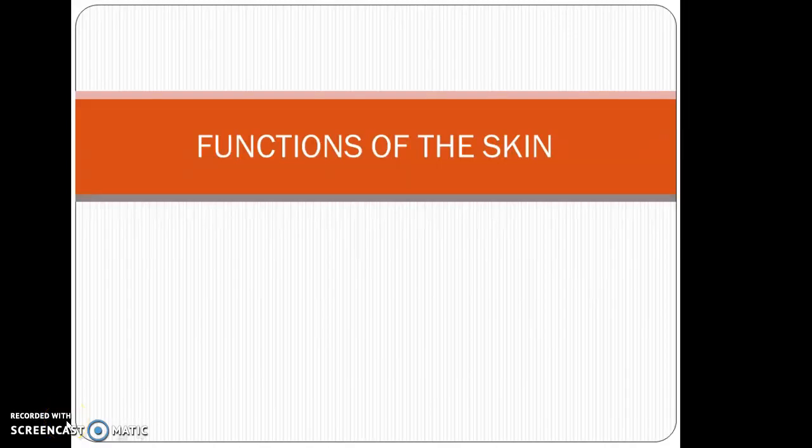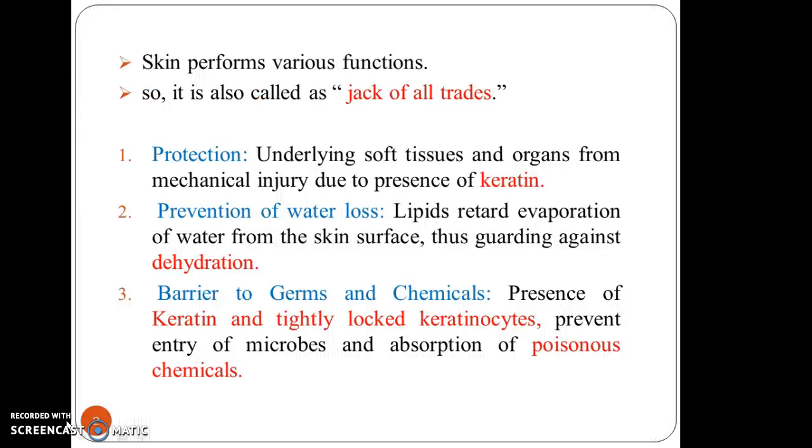Hello everyone. So today we will discuss the functions of the skin, which is also known as jack of all trades because it has various functions to perform. It is considered one of the parts of the integumentary system as well, because it covers the outer covering of the body. The other parts which come under the integumentary system are nails and hair, apart from skin, which is the protective part of our internal organs.